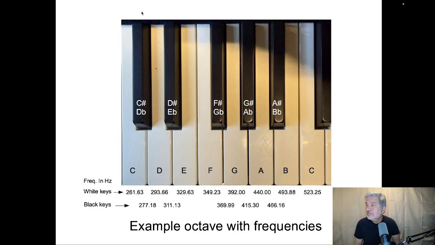So here are the frequencies of the keys on that scale going from middle C to high C. You can see middle C has a frequency of 261.63 hertz. High C has a frequency of 523.25 hertz. The A in between has a frequency of 440 hertz, and so forth. So there are the frequencies.